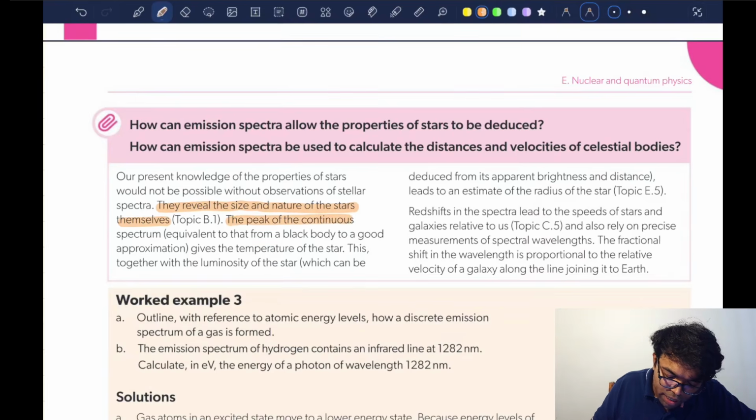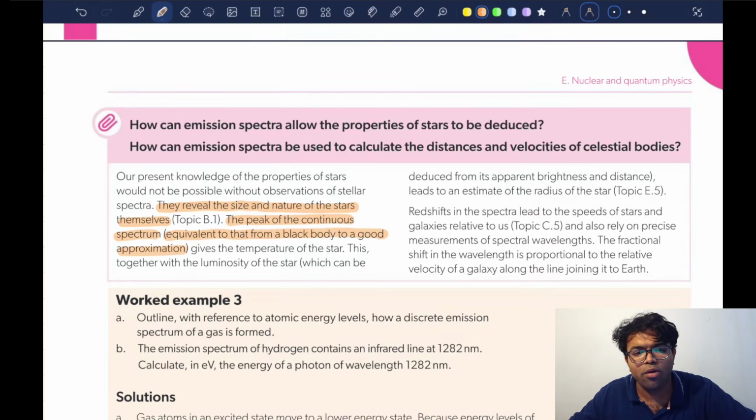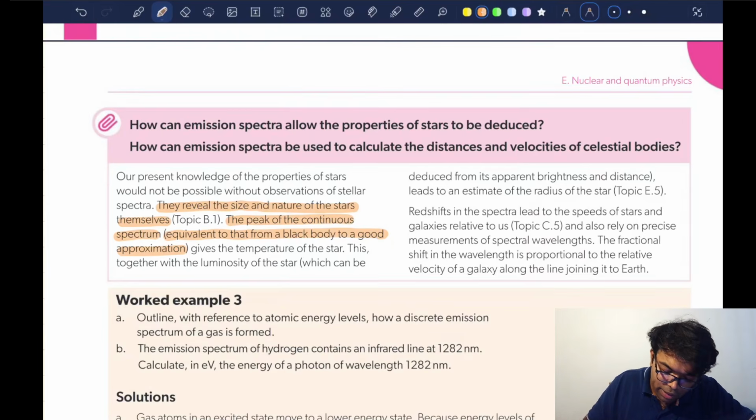The peak of a continuous spectrum is equivalent to that formed from a black body, to a good approximation. What is a black body? It can absorb all types of light or it can emit all types of light when it is heated. Okay, when it is heated, it will release light. When it is absorbing, it will absorb light.